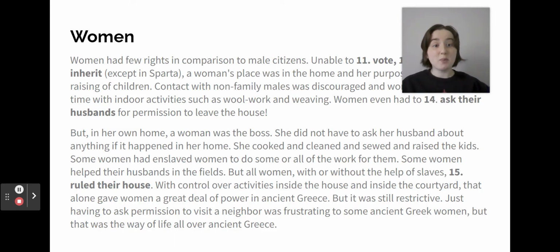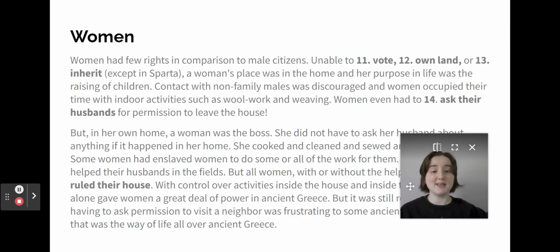So I want you to really put yourself in the perspective of these ancient Greek women. Imagine that you were an adult. You were not a child anymore. You were supposed to have all the rights of an adult, but you couldn't leave the house unless you asked your husband for permission, just like he was one of your parents. That was very unfair.